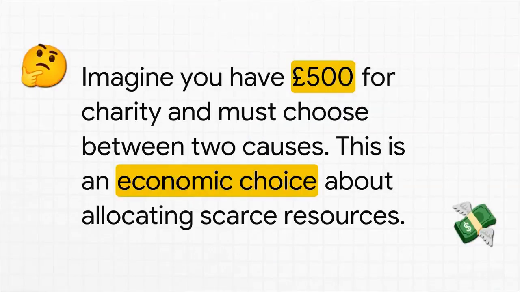So let's make this super simple. Imagine you've got 500 pounds to give to charity. Awesome. But you've got two causes you really care about, and you can't fully fund both. So what do you do? Split the money? Go all in on one? That decision right there, how you allocate that scarce resource, that's a true economic choice. And it's exactly the kind of puzzle we're tackling today.